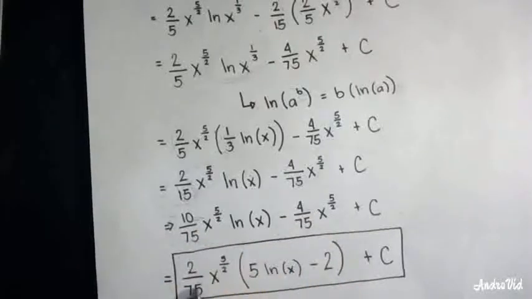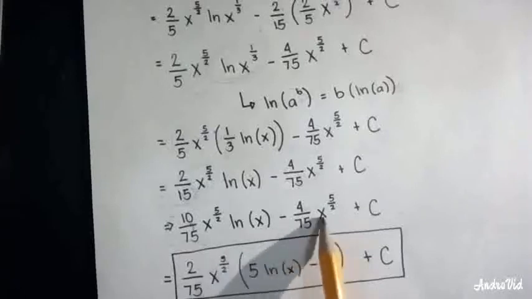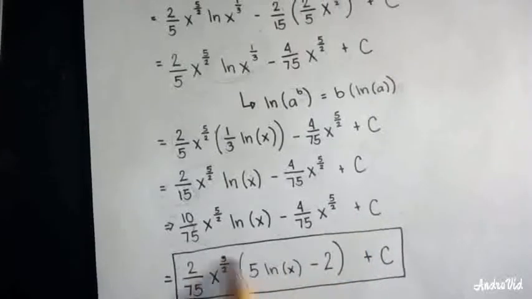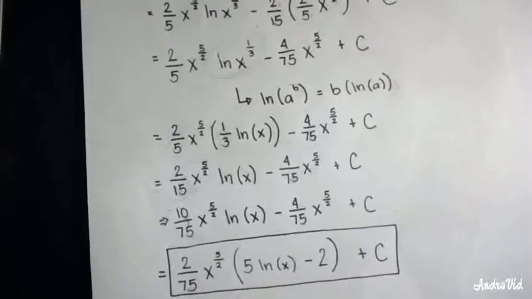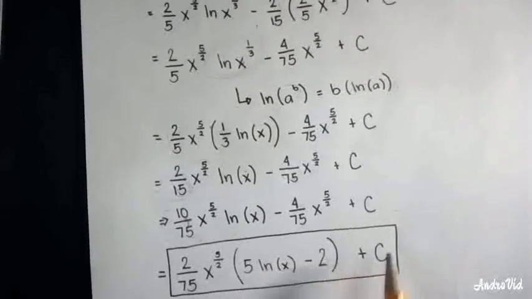We have 2 over 75 x raised to 5 halves multiplied by what's left here. When you divide 10 over 75 by 2 over 75, we would get 5 ln x, minus 4 over 75 divided by 2 over 75 is negative 2, plus c. So there you have it: 2 over 75 x raised to 5 halves times 5 ln x minus 2, plus c.